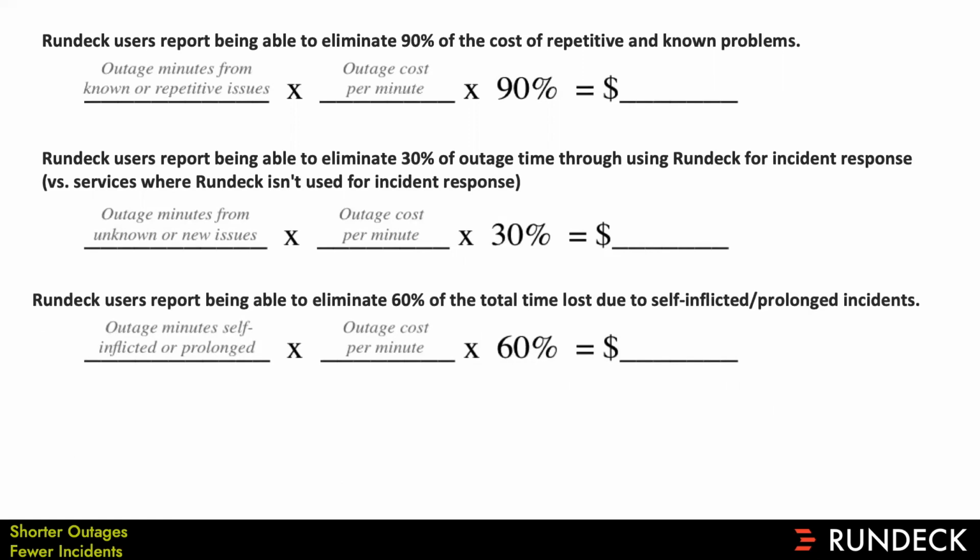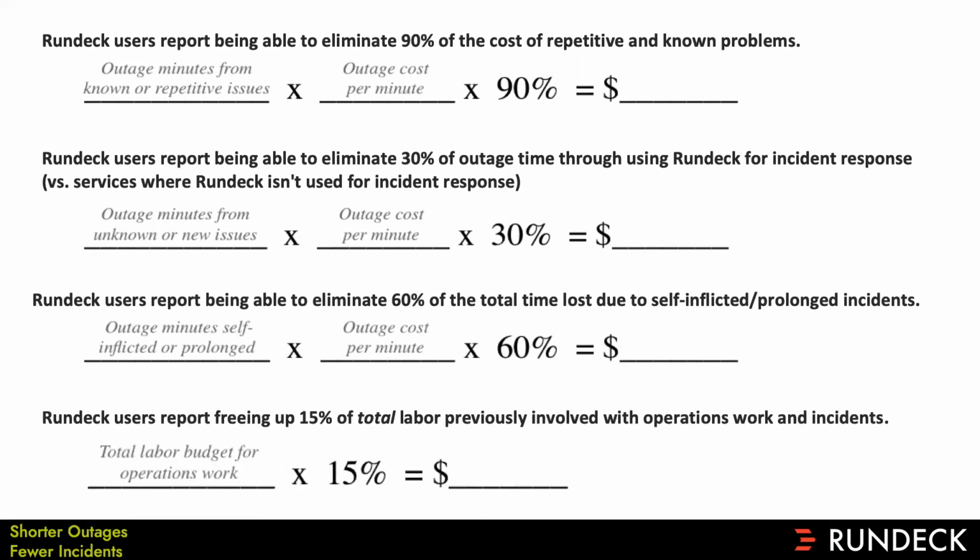They're telling us they're cutting 60% of the total time cost of self-inflicted and prolonged incidents. So that's error correction, error avoidance inside of the organization. And more numbers saying that 15% of total labor efficiencies have come back into the organization, with work incidents being more efficient and being able to solve those things a little bit quicker. That all adds up inside of the organization. And we've got a beautiful article about this on our website.